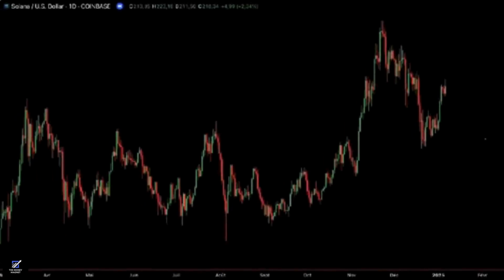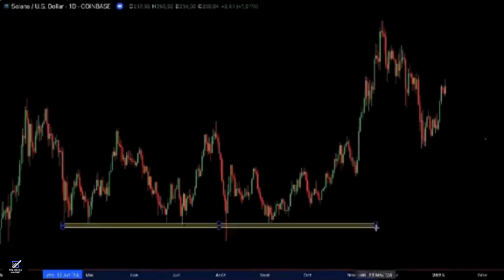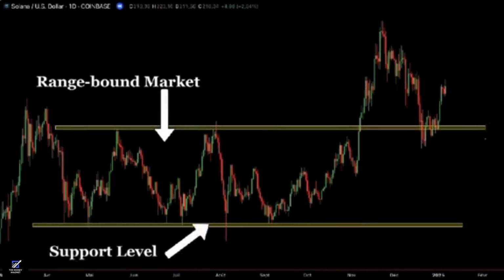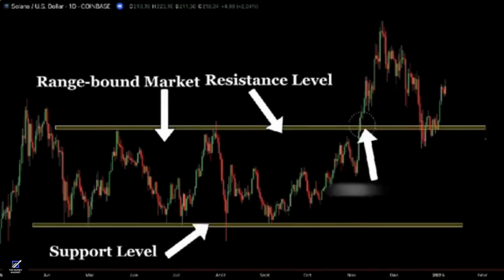Here is another example. This is the Solana daily chart. As you can see, the market was ranging for a long period of time, moving between this major support level and this major resistance level. Eventually, the market broke above resistance, indicating that price was likely to move higher.